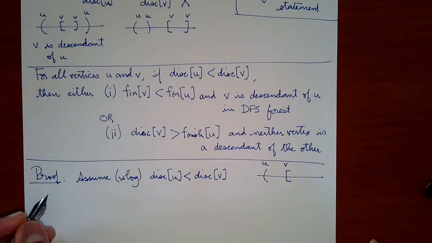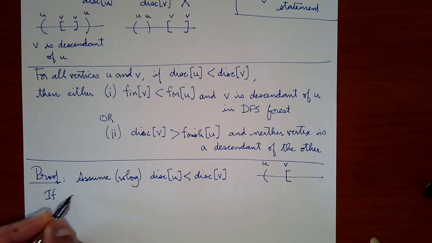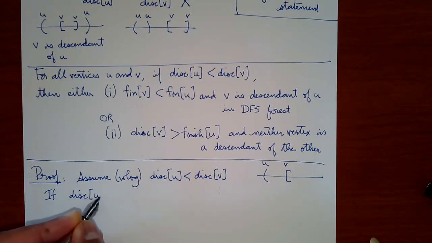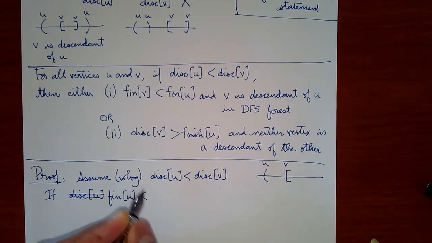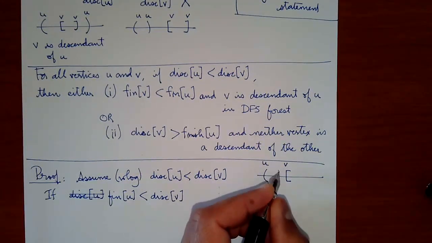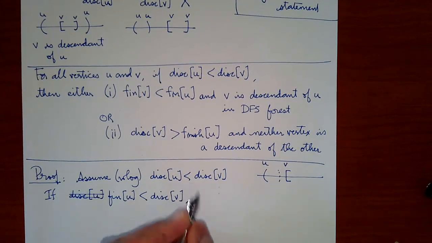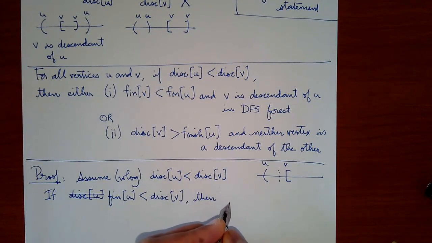So rather obviously, we'll say if the finish of U is less than the discovery of V, then you're in case 2. So then case 2 holds.